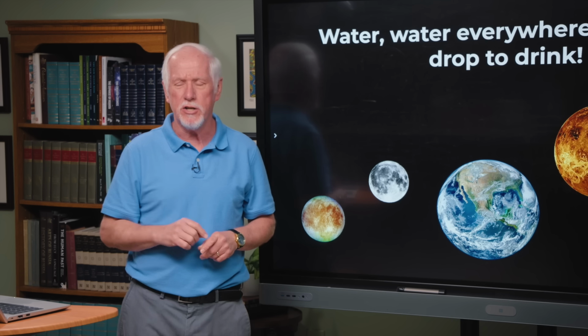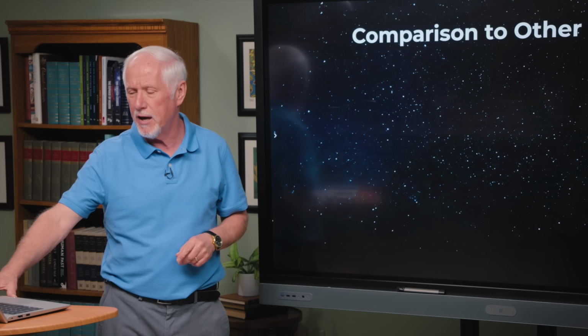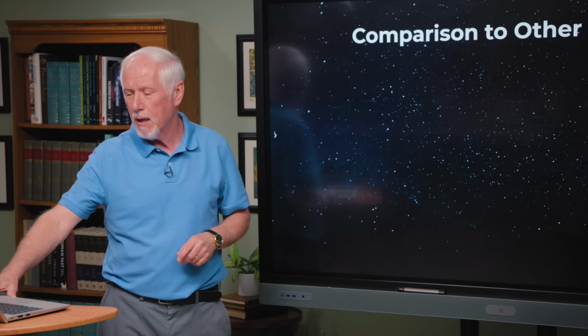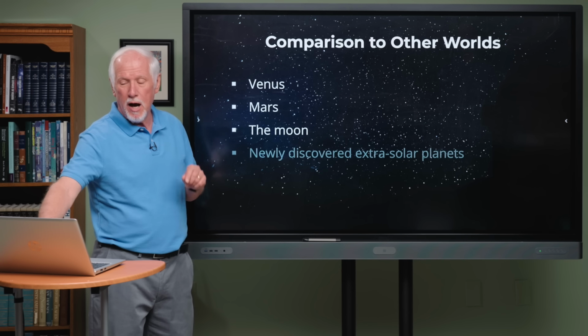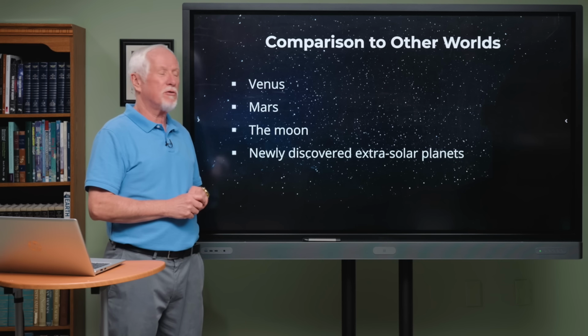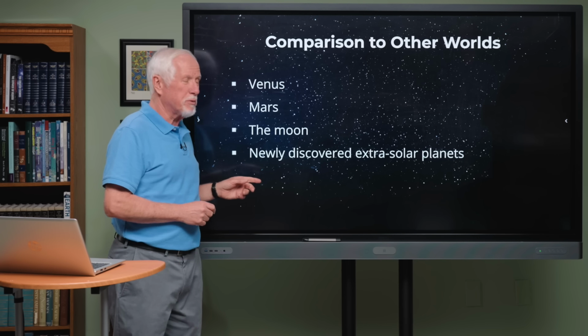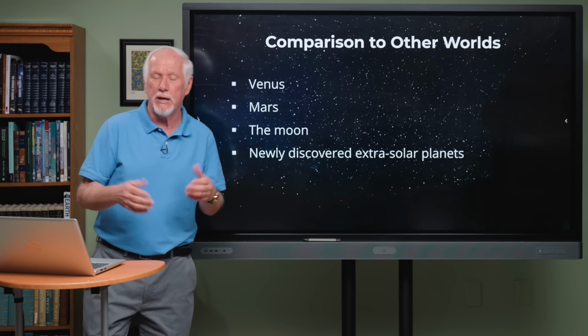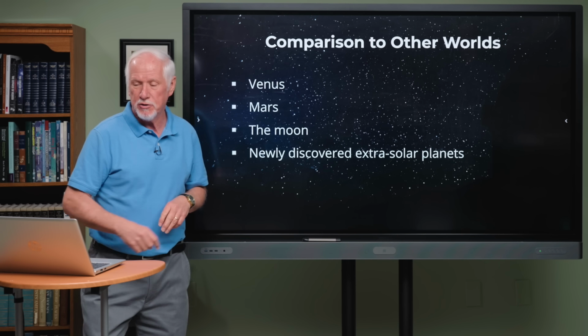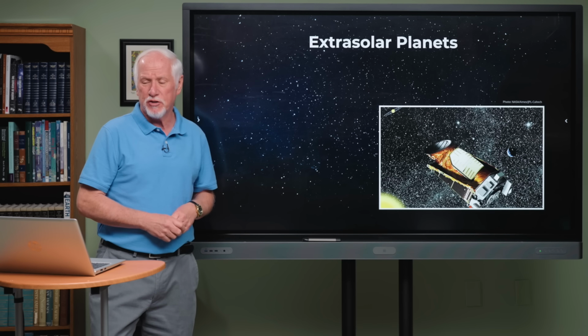But hold on, we're not done yet. We want to compare to other worlds as well. Venus, as I said, too hot. Mars is too cold, and the moon is dead. Only the Earth is just right. But beyond that, we also have many discovered planets elsewhere. We call them extrasolar planets, or more often we call them exoplanets. Exoplanets are planets orbiting other stars. And we've had a real breakthrough in this in the last 30 years. Around 1995 or so, the first planets around other stars were discovered.